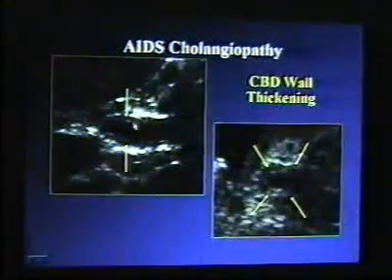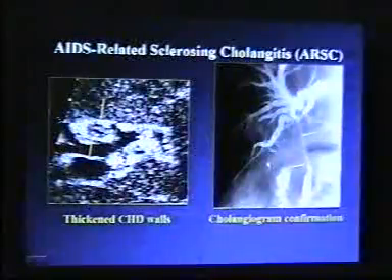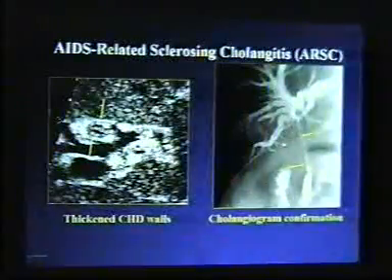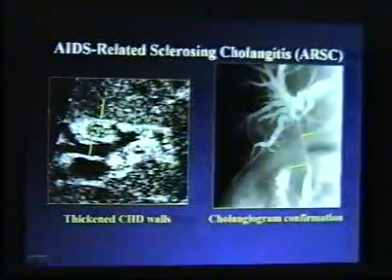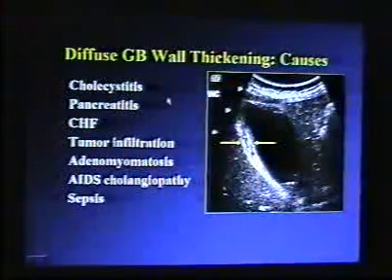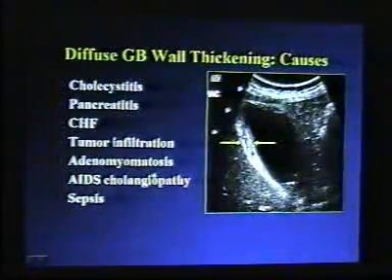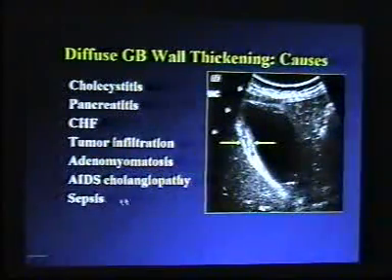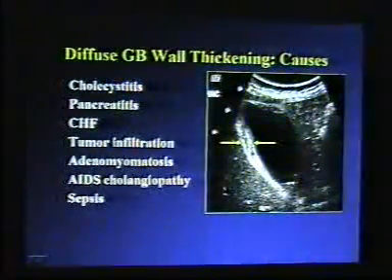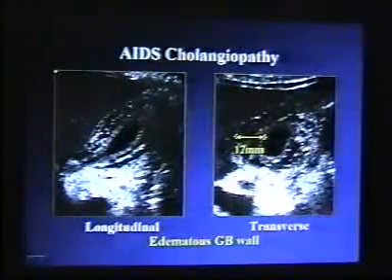Here is AIDS cholangiopathy. We can see the thickening of the CBD wall, which was confirmed on transverse scanning. AIDS-related sclerosing cholangitis, another case which was confirmed on cholangiogram. Here is the thickening of the common hepatic duct. Diffuse gallbladder thickening has different causes like cholangitis, pancreatitis, chronic congestive heart failure, tumor infiltration, adenomyosis, sepsis, and AIDS cholangiopathy. There is a patient of AIDS having AIDS cholangiopathy, and there is thickening of the wall.